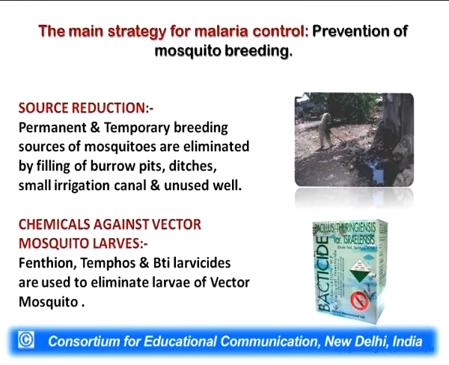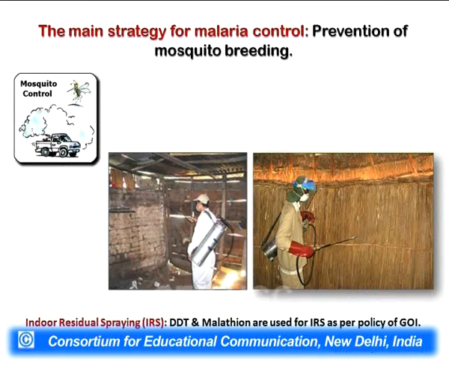Prevention of mosquito breeding can be done with the help of source reduction, which means that all the burrow pits, ditches, open wells, and open water reservoirs have to be filled up. The second major strategy is the use of chemicals like Fenthion, Temephos, and BT, which is Bacillus thuringiensis, which kill and eliminate the larval form of the mosquito vector.